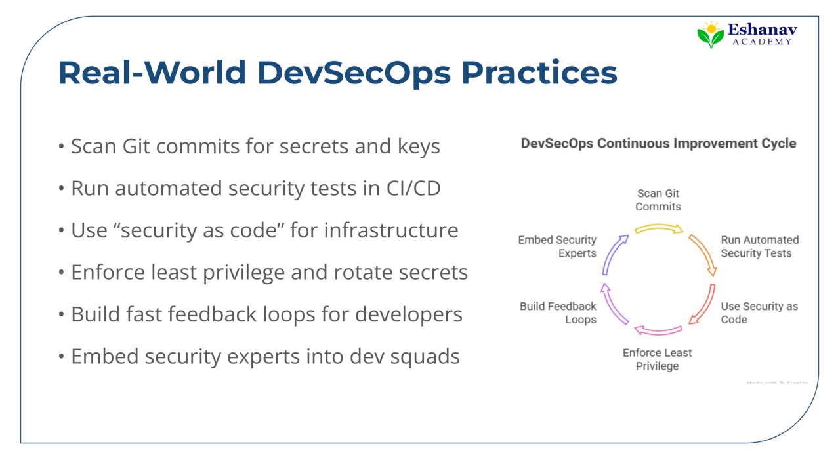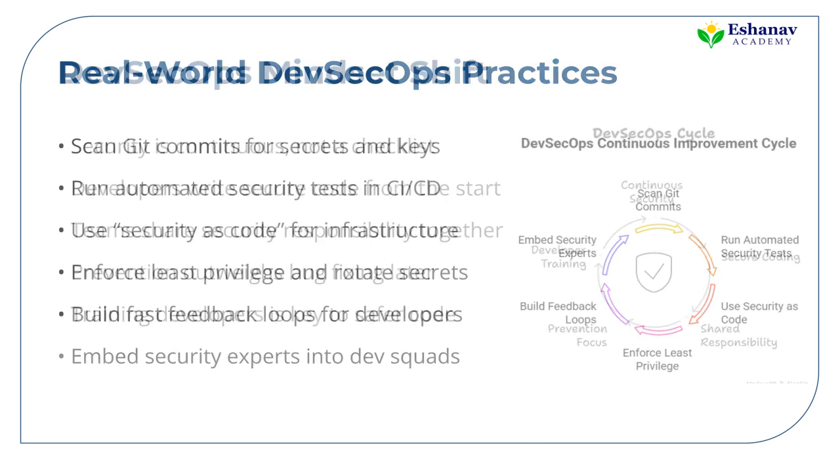Most importantly, create tight feedback loops where developers get instant alerts and security teams work hand in hand with devs. That's how real DevSecOps lives and breathes, not in theory, but in code, commits, and team rituals.